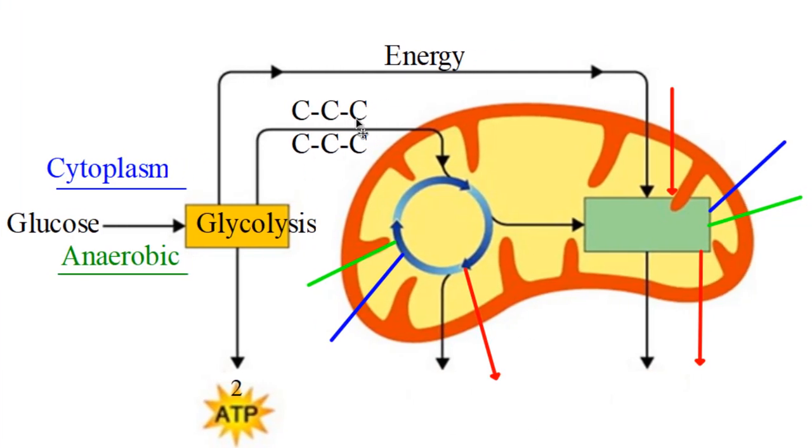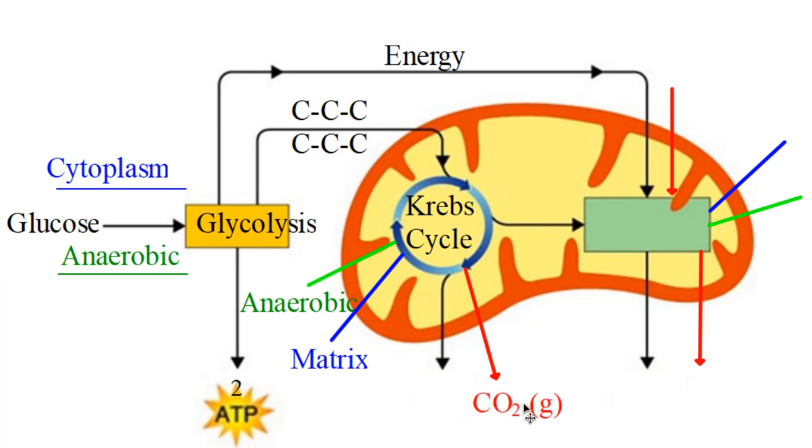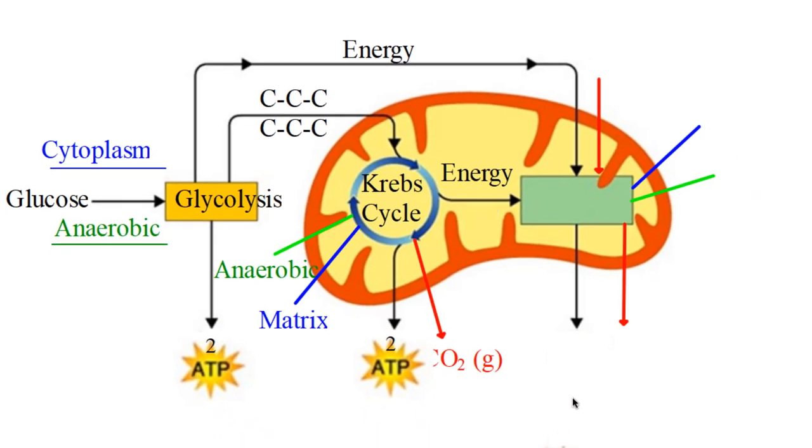So then these 2 3-carbon molecules come into stage 1, which we call the Krebs cycle, don't we? The Krebs cycle is in the matrix, and it is anaerobic. We do not need oxygen gas for that. And what's happening to these 2 3-carbon molecules? Well, we are giving off some carbon dioxide. We're giving off 2 ATP, and we're giving off a little bit of energy to stage 2.